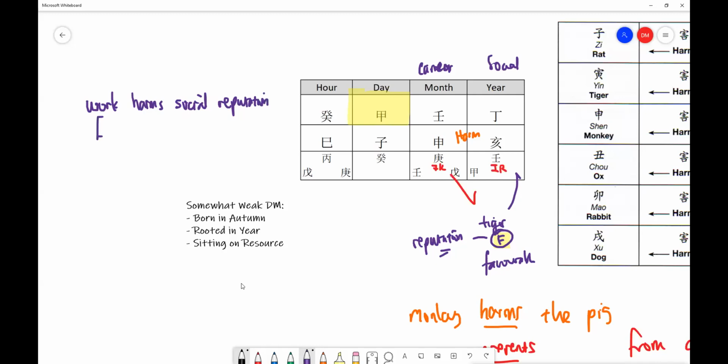Because of the aggressive nature. So this person doesn't have a tiger in the chart. Right? There's no tiger in the chart. Therefore, if the tiger has to be arriving, the tiger has to be a guest. So the tiger is a guest element coming in to the day master.